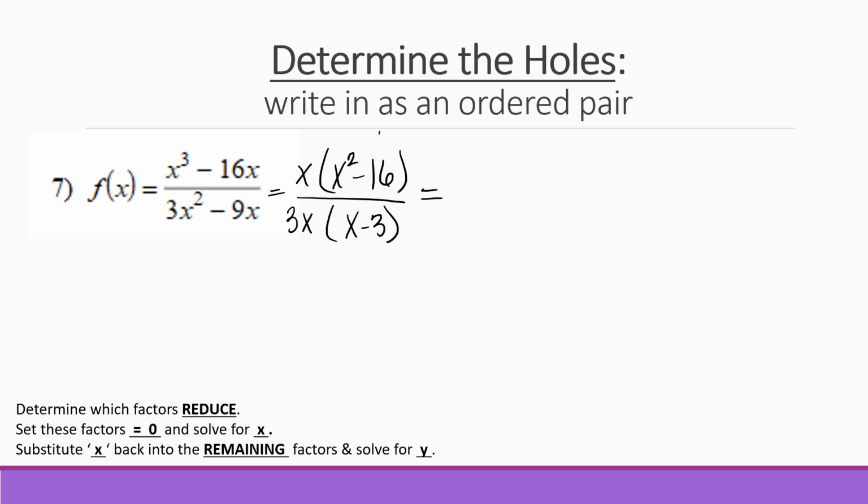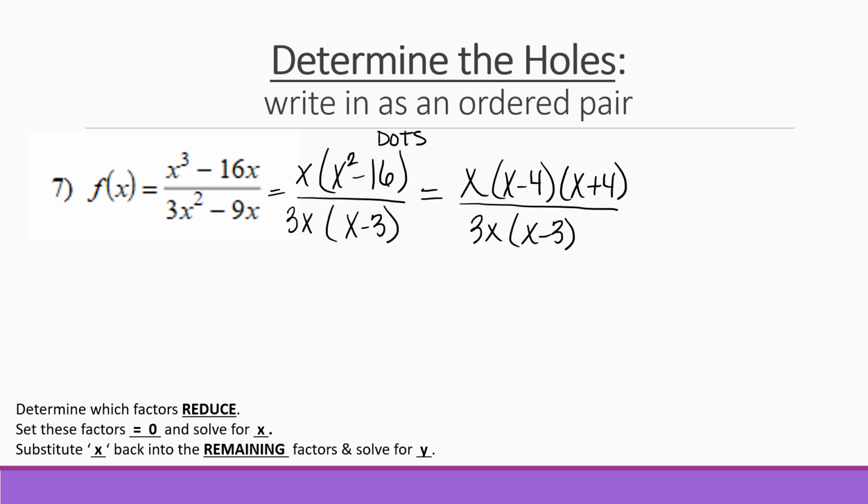X squared minus 16 is a difference of two squares. So I'll write the numerator factors as x multiplied by x minus 4 multiplied by x plus 4. Denominator remains 3x multiplied by x minus 3. So again, when I'm looking for a hole, I'm looking for a factor that is identical in the numerator and the denominator. I can simplify both of the x's in the numerator and denominator. So I would set that factor, x, just equal to 0 to get the x coordinate. So the x coordinate of my hole in this case is just 0.